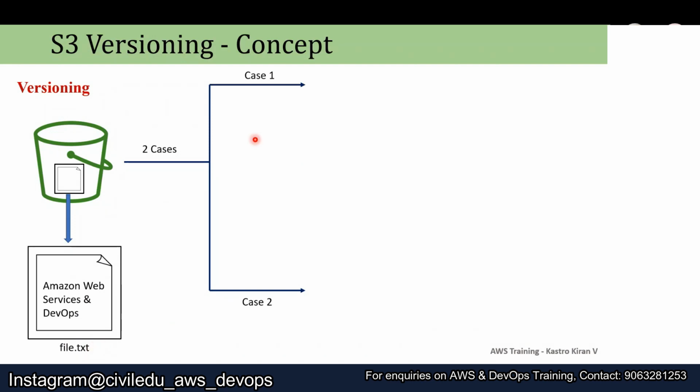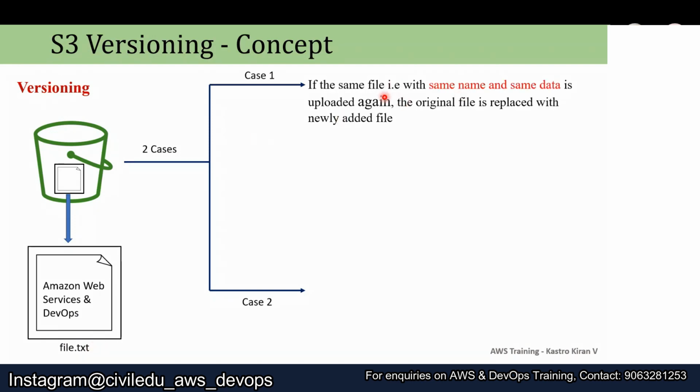In case one, I am going to upload the file with the same name and the same data, once again. There is already one file with the name file.txt, and for the second time, with the same name and the same content, I am trying to upload once again. What will happen in the AWS cloud, especially in the S3 bucket? Whatever old file is already available will get replaced with the latest file that you have uploaded in case one.